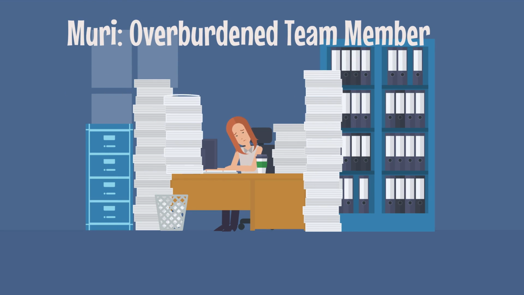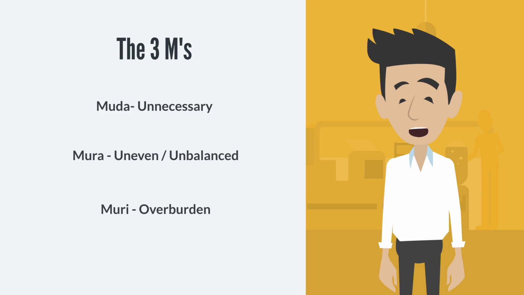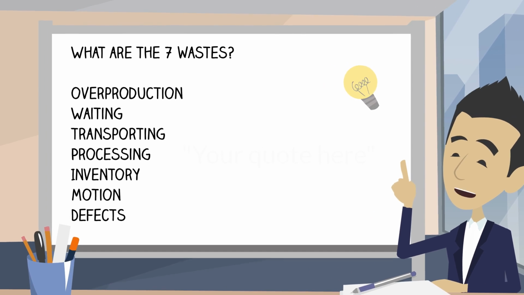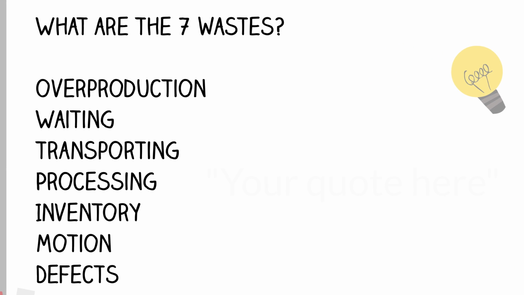Muri means to overburden. When people or machines are utilized for more than 100% to finish their task, they are overburdened. This creates productivity and quality problems in addition to major employee dissatisfaction. Concepts such as standard work, line balancing, total productive maintenance, and several other tools and concepts can be used to address Muri.